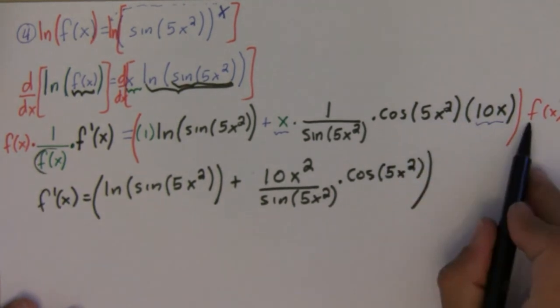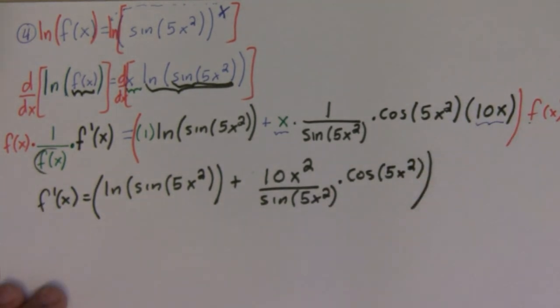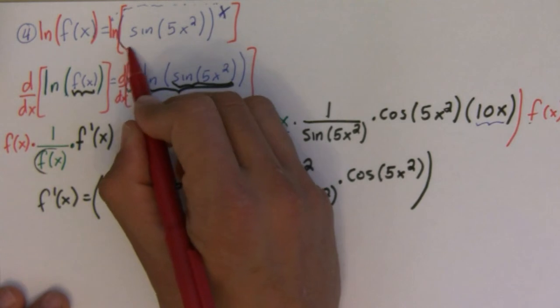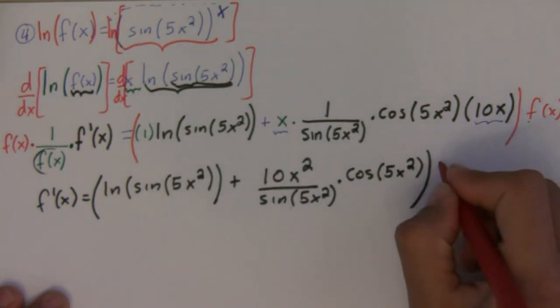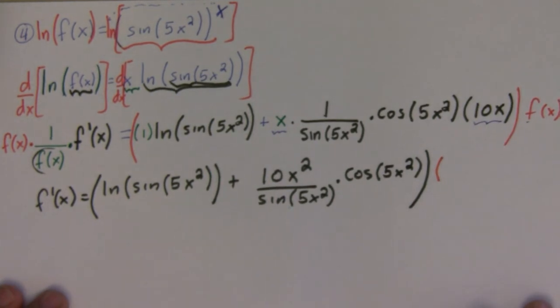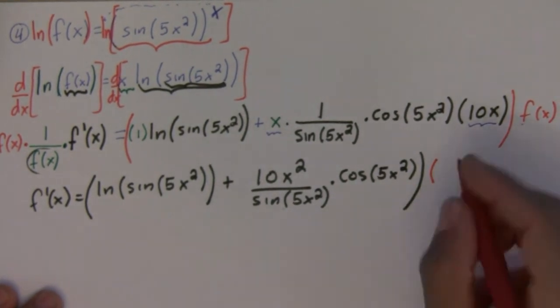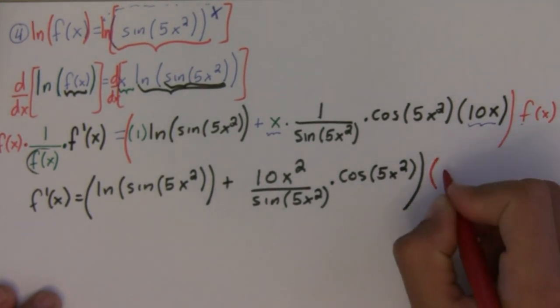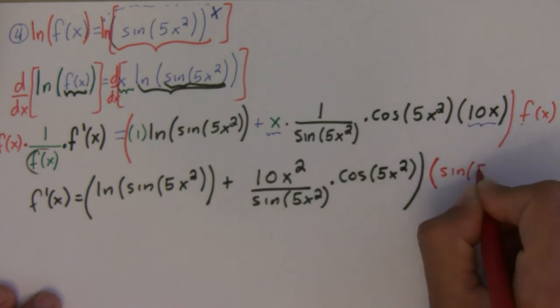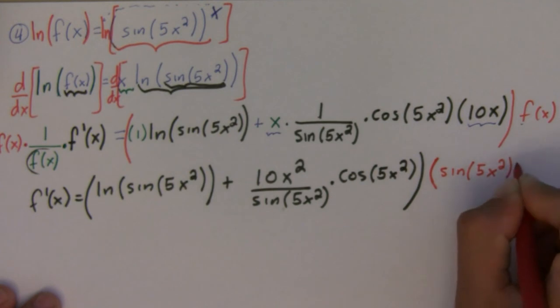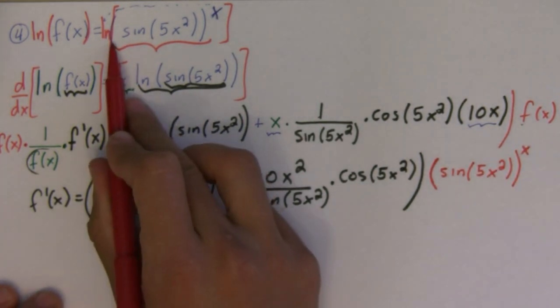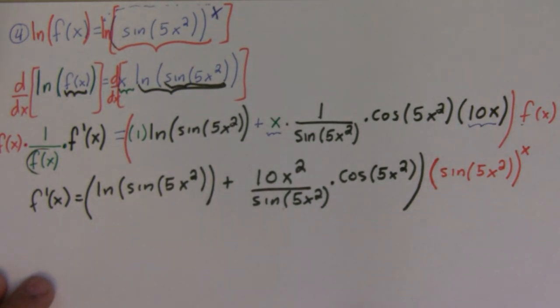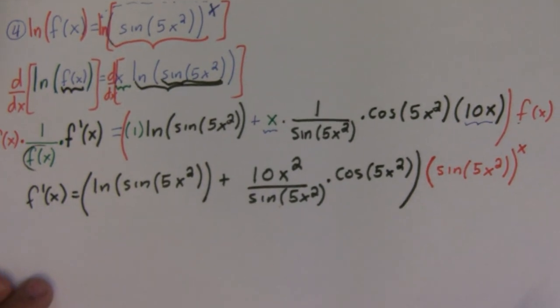And all of this is being multiplied by f of x, but f of x is my original function, this guy right here. So I'm going to just rewrite the original function here. The original function, sine of 5x squared, all raised to the x, without the natural log, because the natural log isn't the original function. And that's it. That's my derivative.